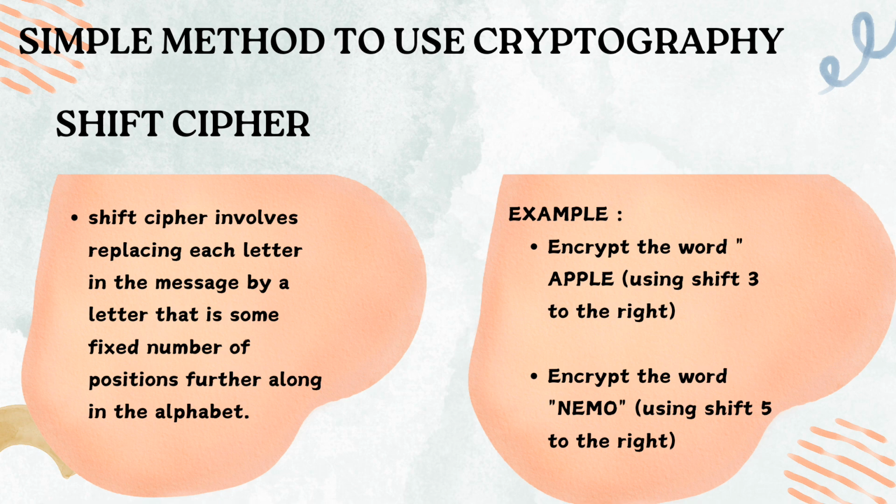Encrypt the word apple using shift 3 to the right, and encrypt the word Nemo using shift 5 to the right. Since I don't have any other cellular devices, we are going to have another video wherein ipapakita ko po kung ano ang example po ng dalawang example po dito sa shift cipher. But still, kung naguguluhan, don't worry po, iisa-isahin po natin to.